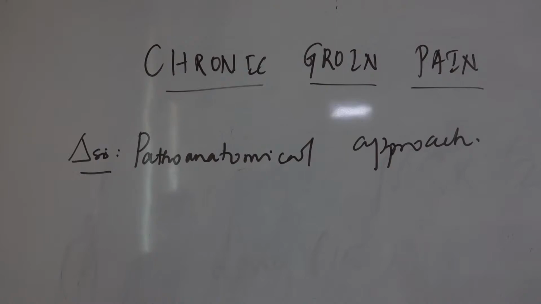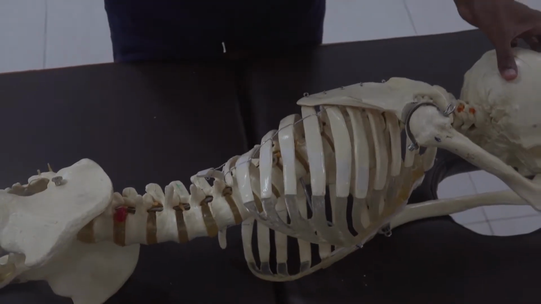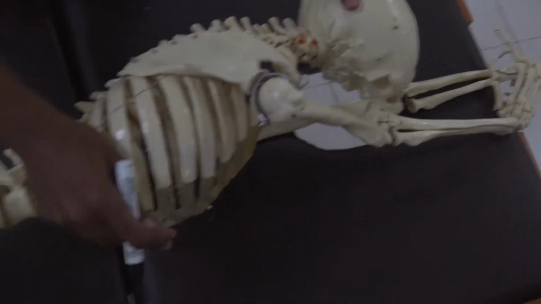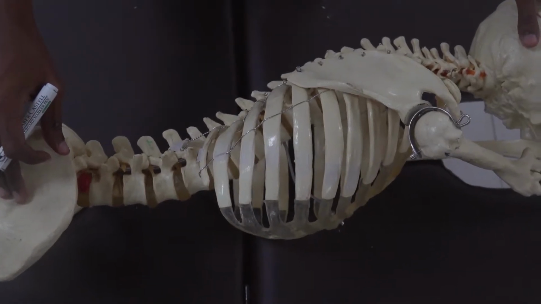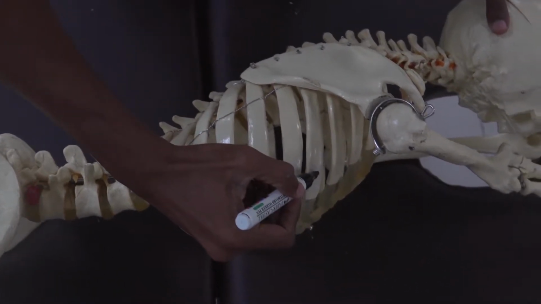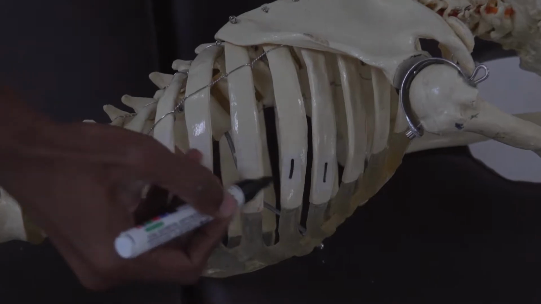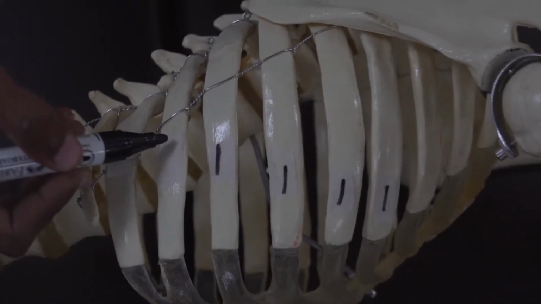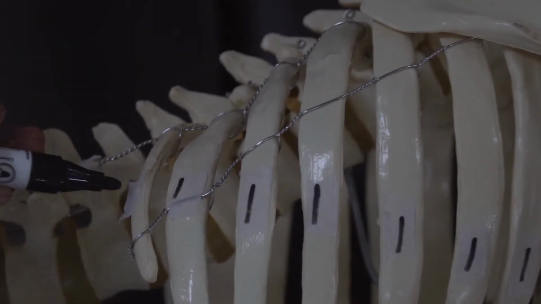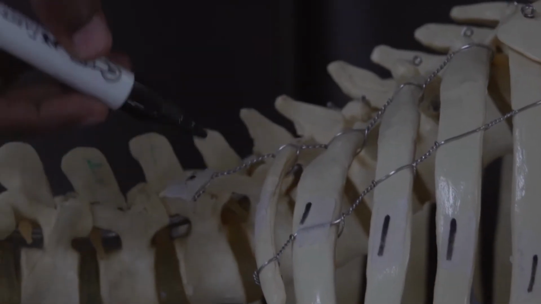The pathoanatomical approach in the diagnosis of chronic groin pain will be better understood if you understand the anatomy and the functional anatomy of certain muscles which form the groin region. First and foremost is the external oblique muscle, which has attachment to the ribs from 5th to 12th ribs. The upper fibers of the external oblique interdigitate with the serratus anterior and form a serrato-oblique complex.